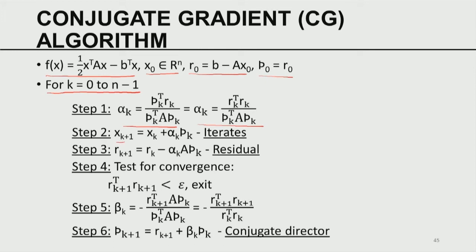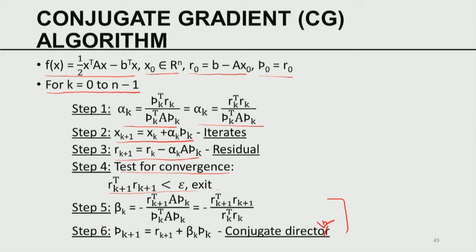Now I am going to iterate. I am now going to update the residual. We are going to test for convergence. The test for convergence essentially rests on the smallness of the magnitude of the residual. If the residual is not small, we need to continue. We need to first define a conjugate direction. Conjugate direction, not director, conjugate direction.